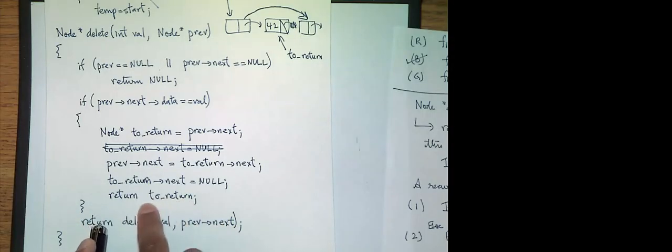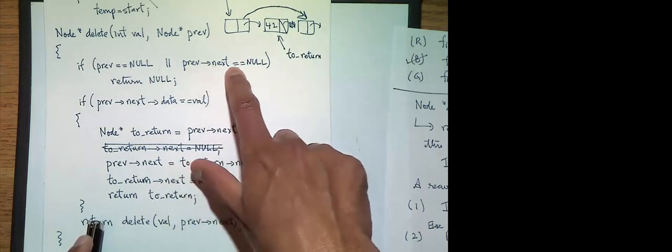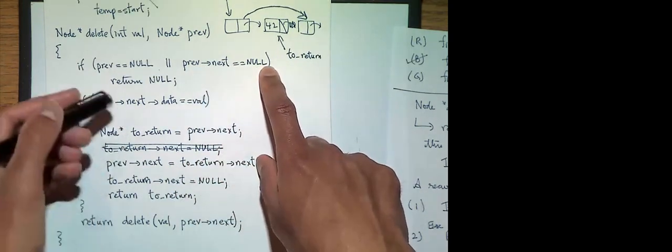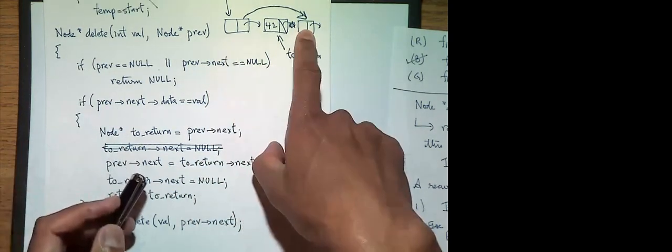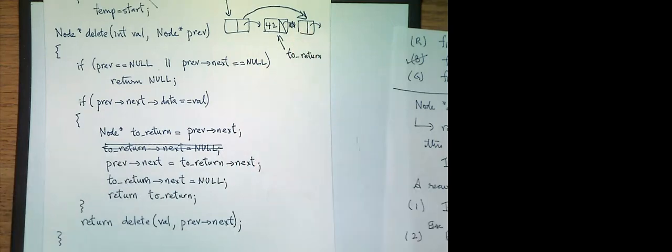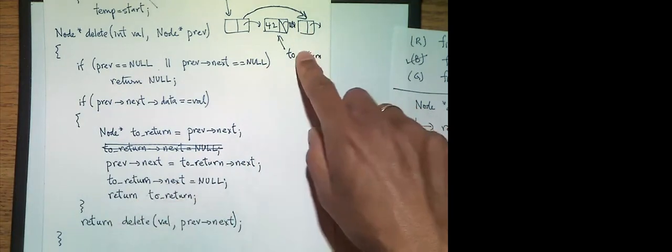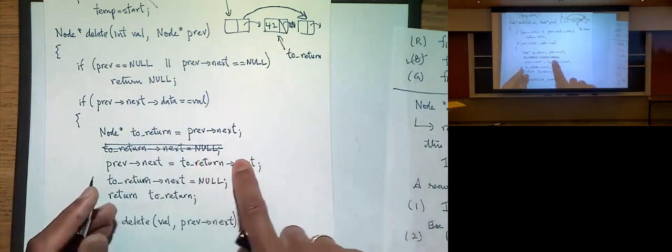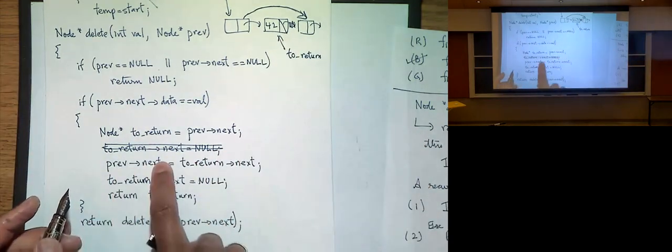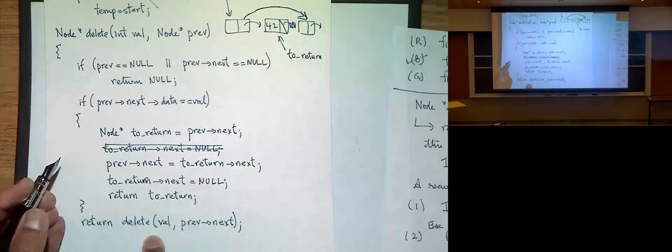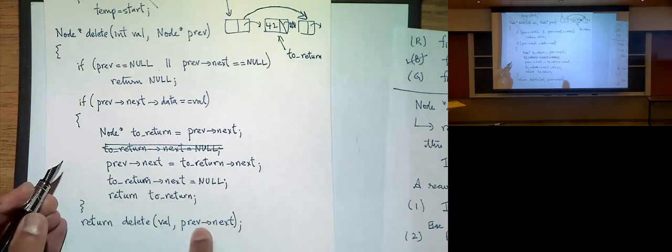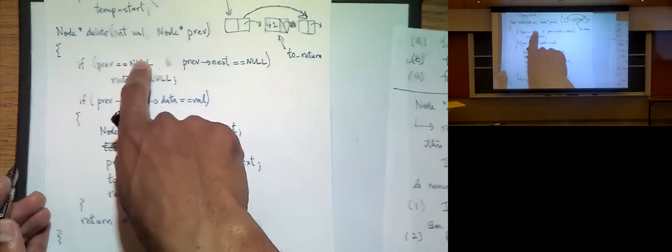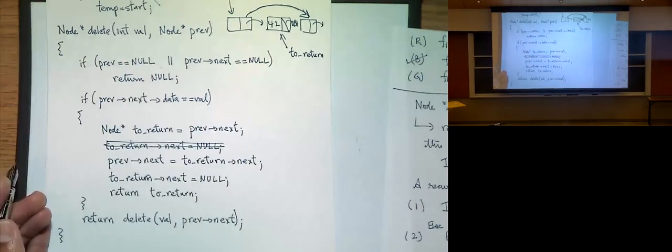This would not happen because you checked if previous arrow next is null. Or if the one that you're replacing is null, that's okay, because then that would just end the list. Suppose to return arrow next was null, then previous arrow next will be null, which is fine. When you go down here, you'll do delete, and then you're calling something with null, which you'll go back and fix.